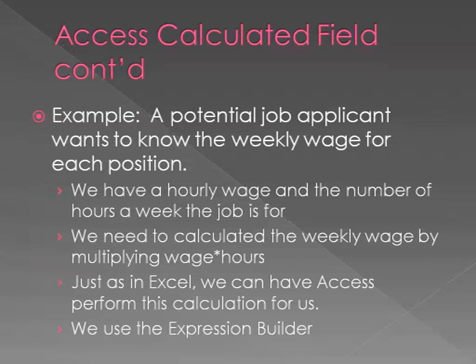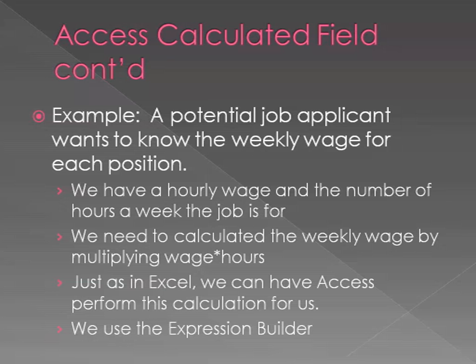For example, in our position table, we store information on the hourly wage and how many hours a week each position is for. But a potential job applicant wants to know, what is my weekly wage for each job? So as we said, we have the hourly wage and I have the number of hours a week. So we need to create a calculated field for the weekly wage that will multiply the hourly wage times the hours. So just like in Excel, we can have Access perform this calculation for us, and we're going to use the expression builder to do it.